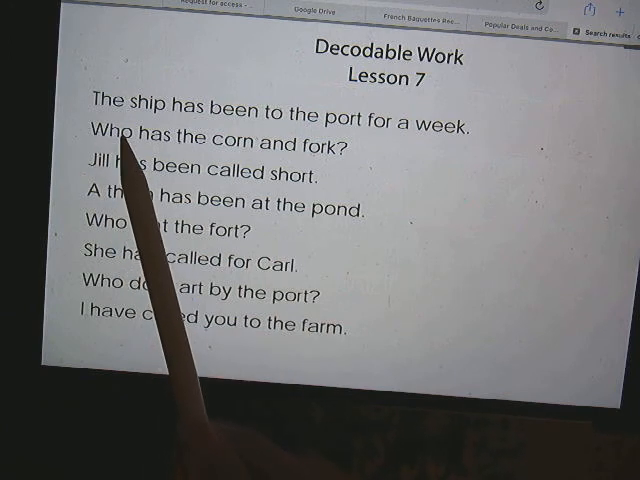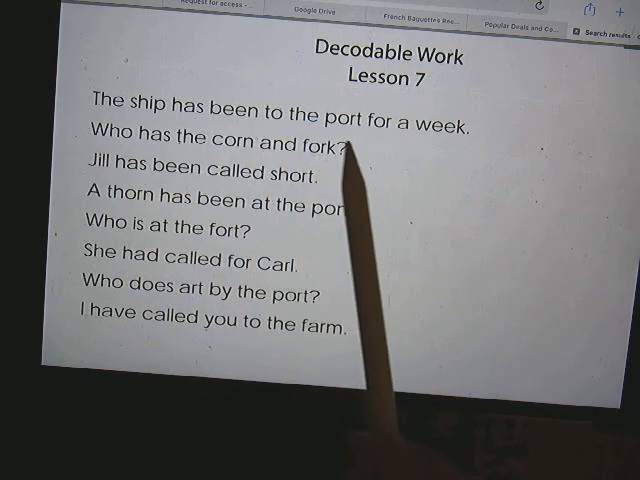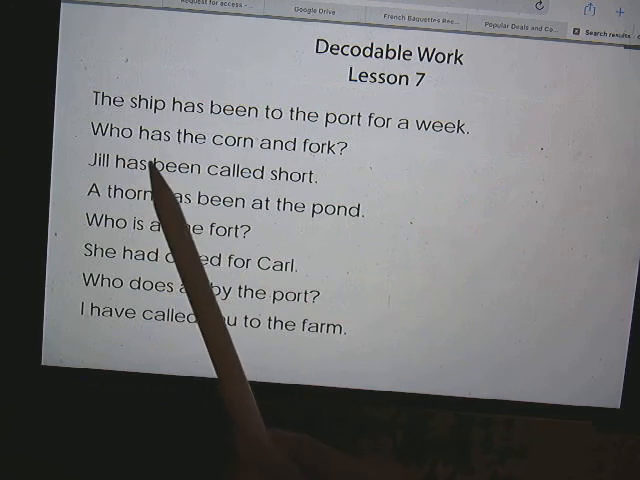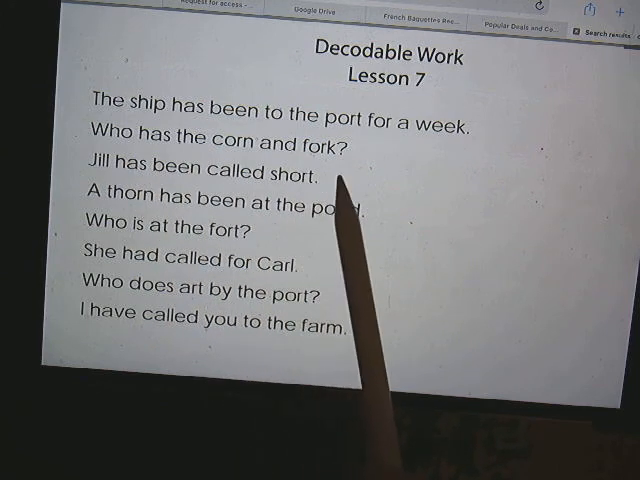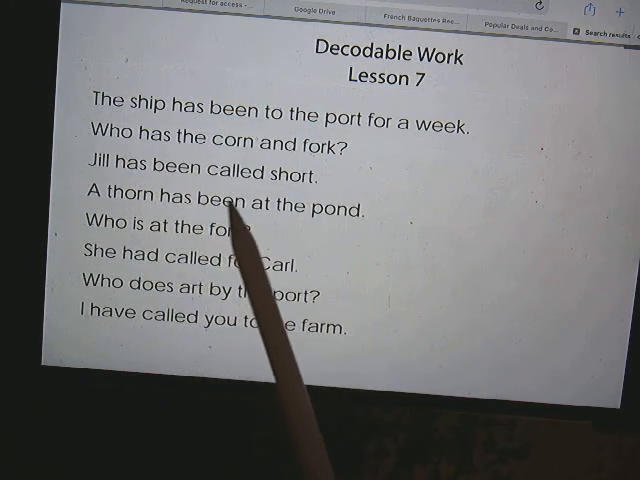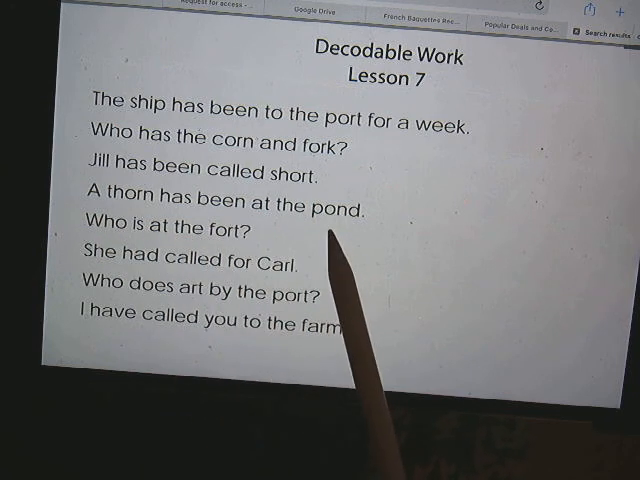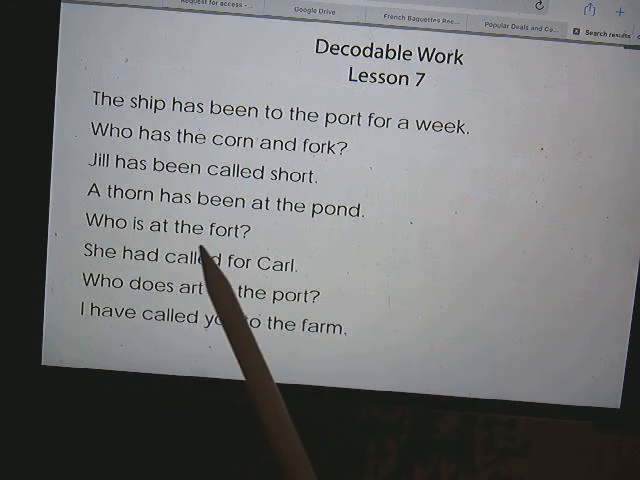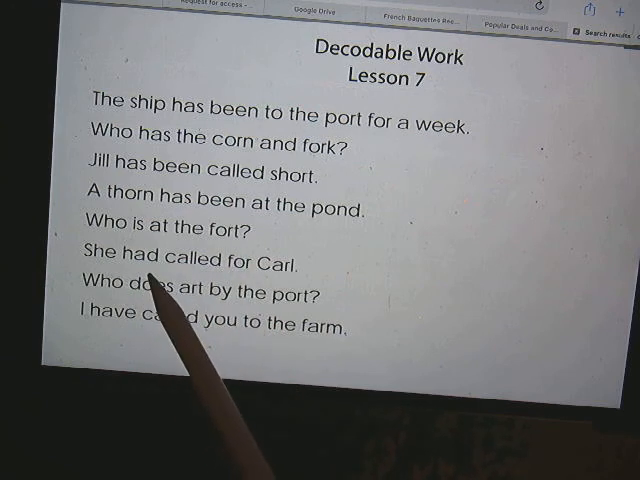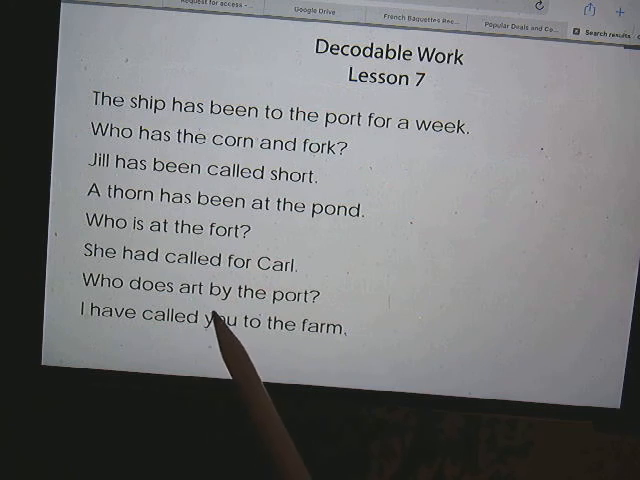Let's read it again. The ship has been to the port for a week. Who has the corn and fork? Jill has been called short. A thorn has been at the pond. Who is at the fort? She had called for Carl. Who does art by the port? I have called you to the farm.